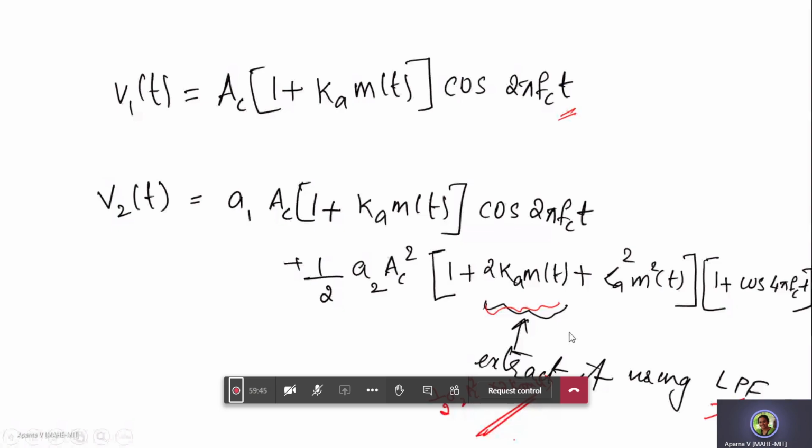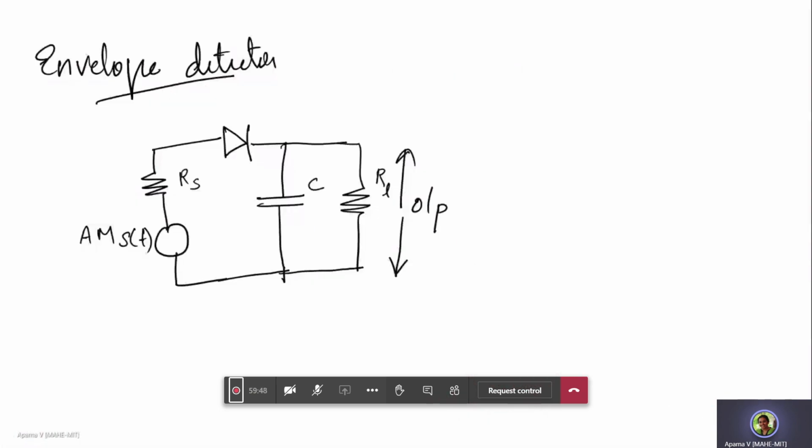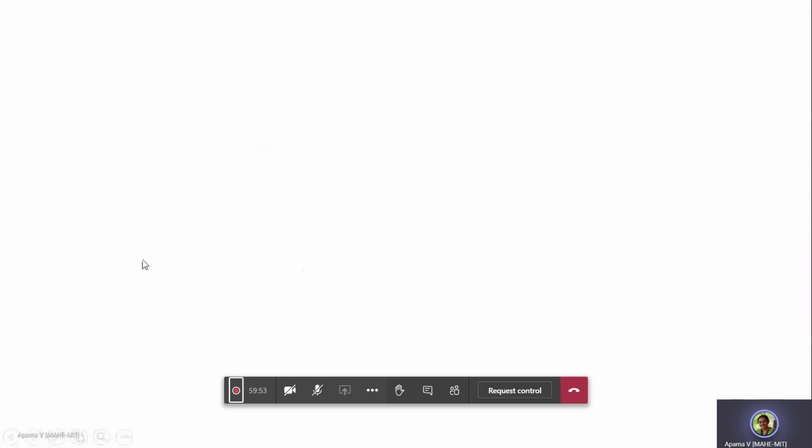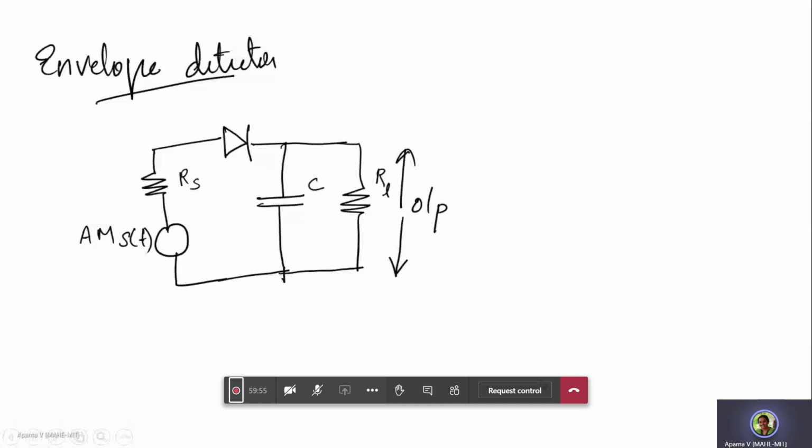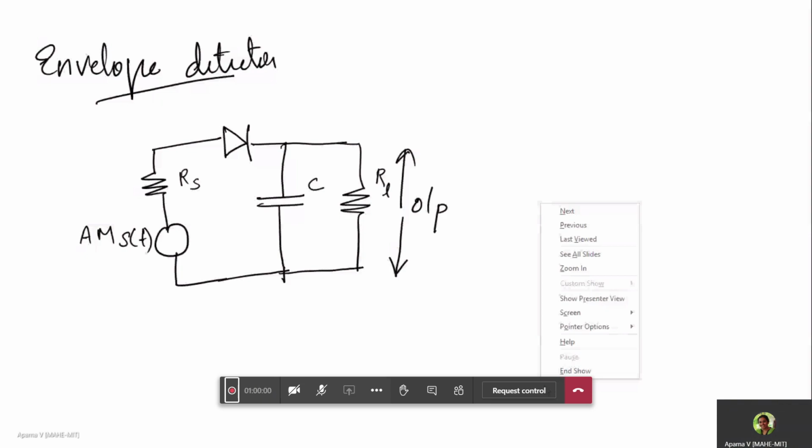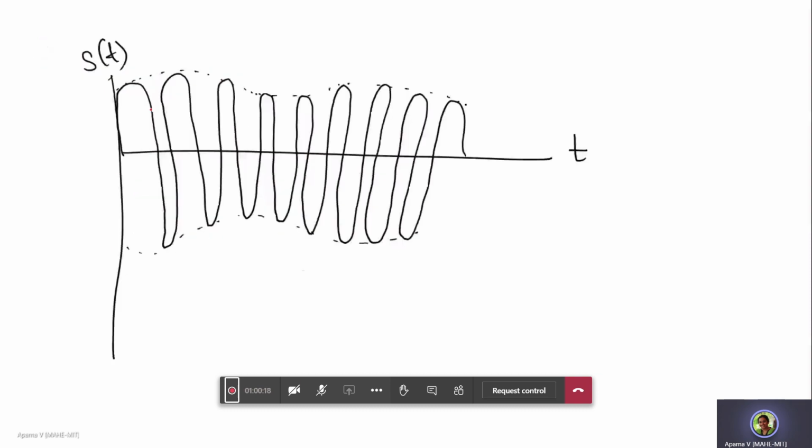Then next is the envelope detector. The basic circuit for the envelope detector is this. I am giving the input AM. I have a capacitor, I have a resistor, and through the diode I will be passing the input. Now this is the envelope detector. Why envelope? See, this is the envelope. This is my carrier, and this is my modulated signal.